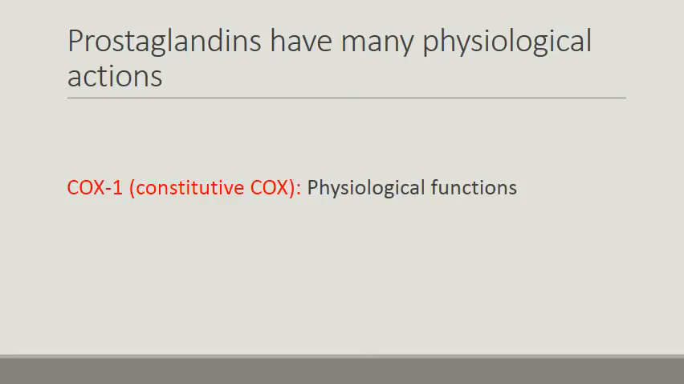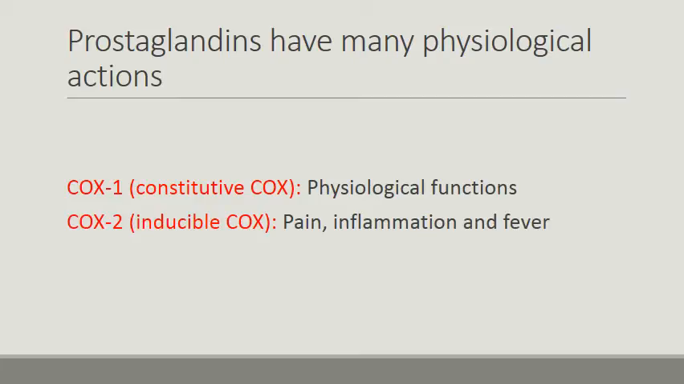And there is another enzyme. Because this is constitutively produced, it's also known as constitutive cyclooxygenase. There is another type of cyclooxygenase called cyclooxygenase 2, or inducible cyclooxygenase, which is produced in large quantities and is responsible for the production of large amounts of prostaglandins during cellular injury or related stimuli, which causes the pain, fever and inflammation. Let's look at some of the physiological functions of prostaglandins and some prostaglandin analogs that can be used therapeutically.